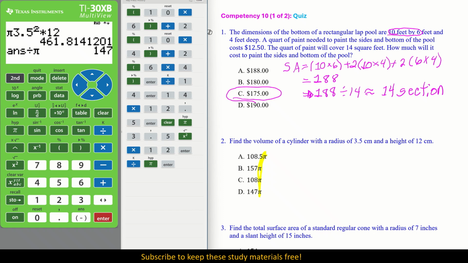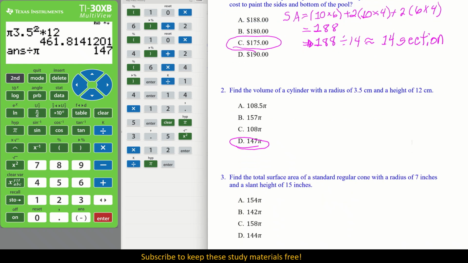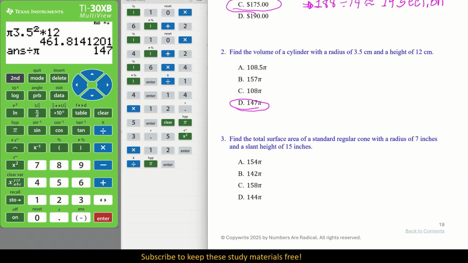And there we go. 147, which is option D. That's how you know what to do. Let me get rid of that. Okay. All right, so let's move on to number 3.